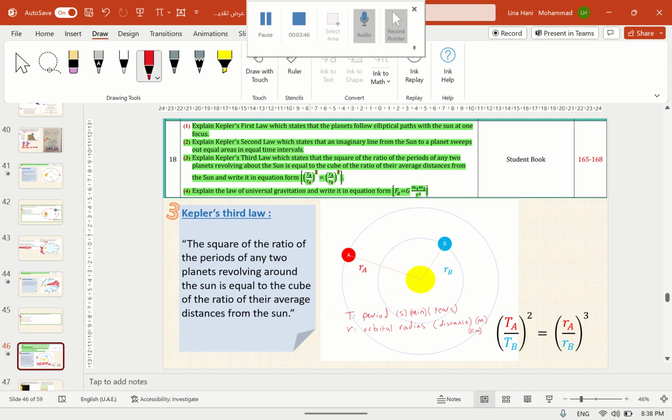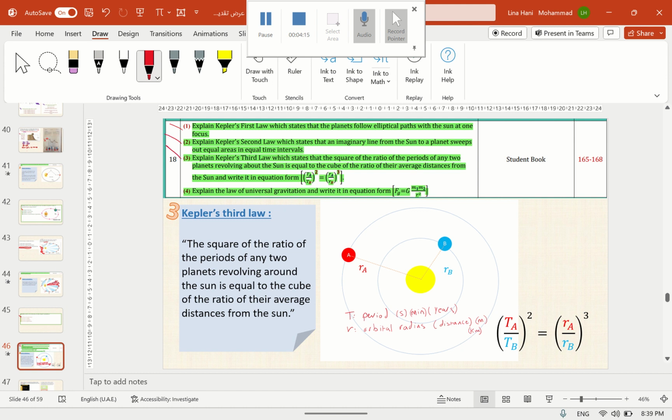Kepler's third law, which is this solving question. Now, this question is most likely to be a match question, Allahu Alam. This solving question mentions 4 different topics, the first one, explain Kepler's first law, which states that the planets follow elliptical paths with the sun at one focus. Explain Kepler's second law that we've just stated.